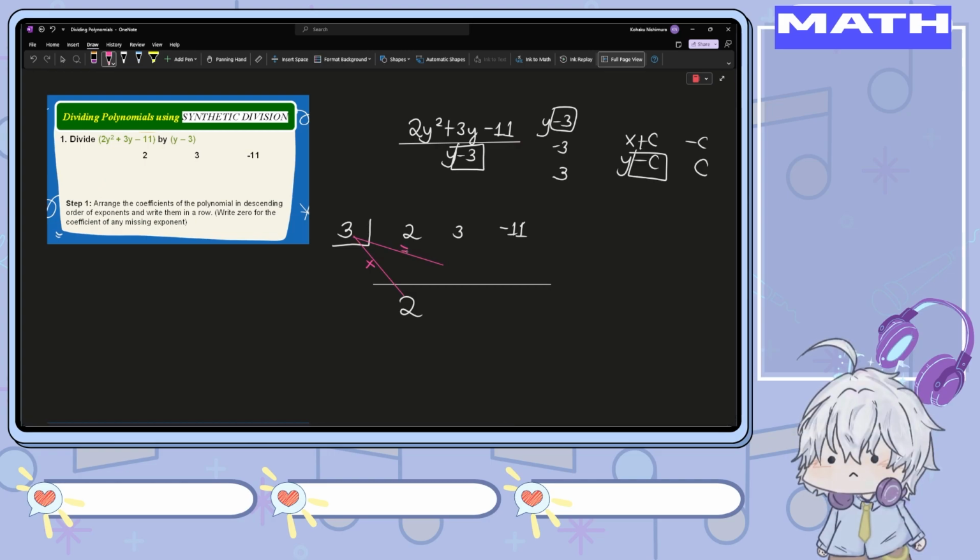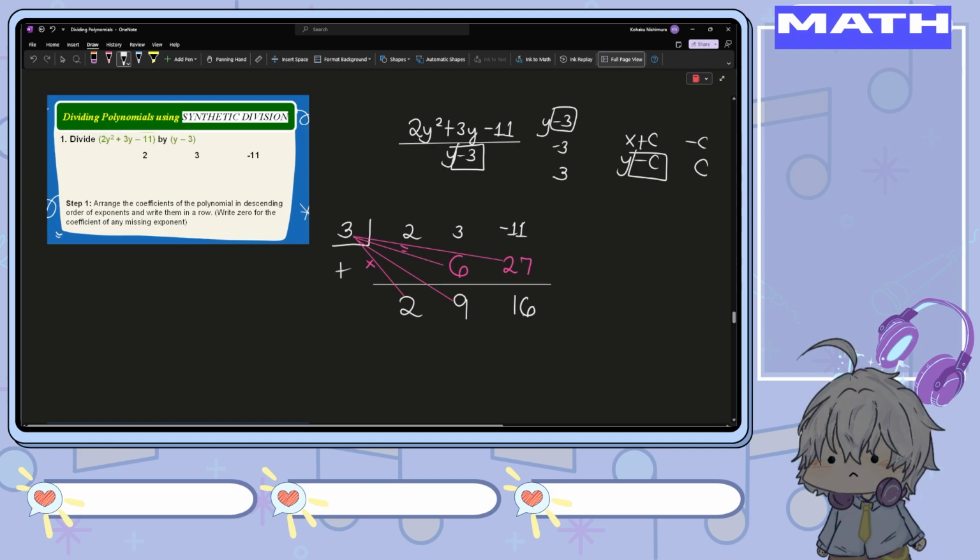So multiply then equal. 2 times 3 is 6. So we put that 6 here. And then we proceed to add the next one. What is 3 plus 6? It's going to be 9. And we do the same steps. We multiply this 9 to 3, which is 27. And we write that 27 below negative 11, so we have positive 27. And then we add, the answer will be 16. And once we reach this end, we are already done.